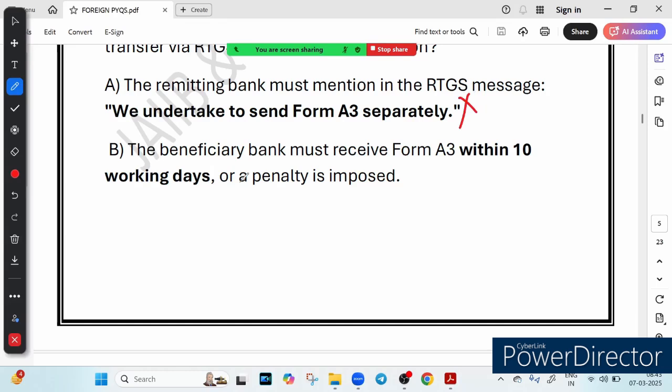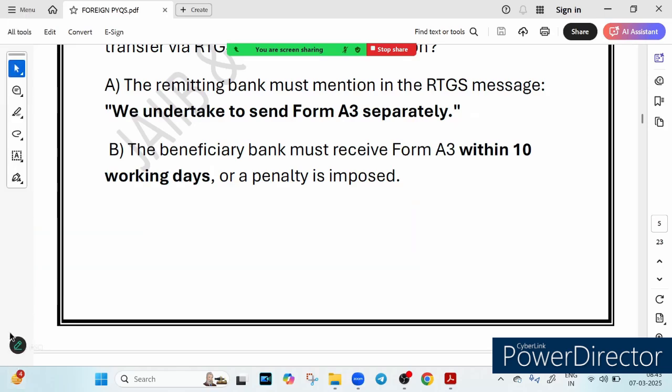This is incorrect because the actual rule is that Form A3 must be submitted within 5 working days, not 10 working days, right? So this is wrong. Now let's see option number C. So the question is which is correct, right?